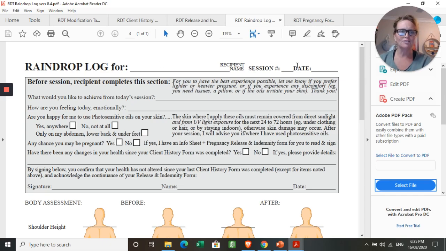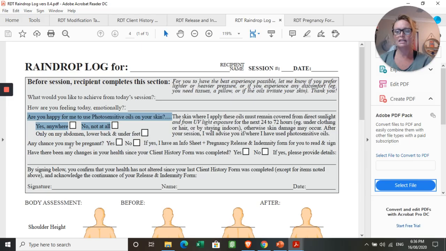So even if it's their first session, they're still going to fill one of these in. So, you want to make sure, is the date listed? Has it got today's date? If it's today that they've had their session, is the session number listed? Is it session 1? Is it session 2? Have they answered all the questions in the grayed out box here? It means that they need to have ticked one of the boxes for the photosensitivity question. So this is it here. Are you happy for me to apply photosensitive oils? So they will have had to tick yes, that they are happy for you to do it.